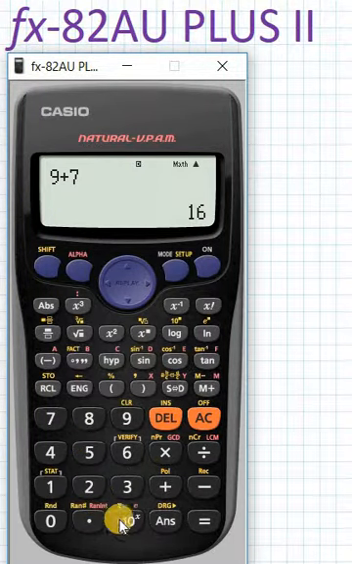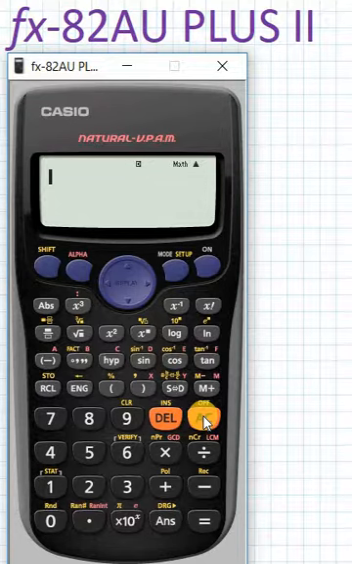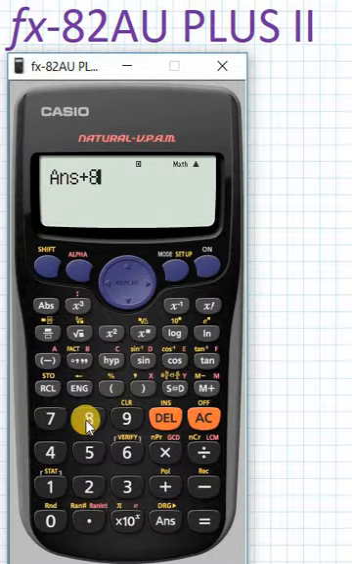Now, with this answer button, it automatically stores the last answer for you. So you don't have to. For example, I clear all, right? Let's say, for example, remember 16 is your answer. So I want to do 16 add, let's say, 8. So I don't have to type 16 anymore because the last answer was 16. So I can just press answer add 8. See? So 16 add 8, right? You should get 24. See, there you go.